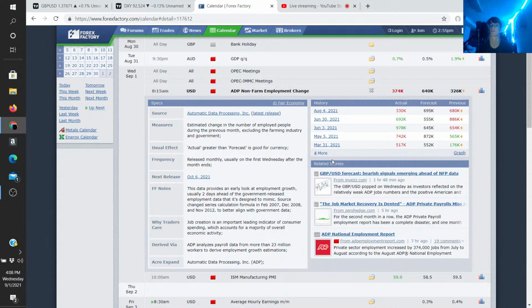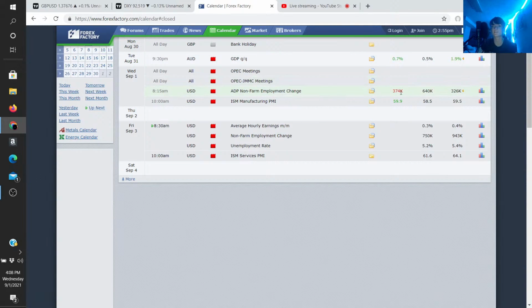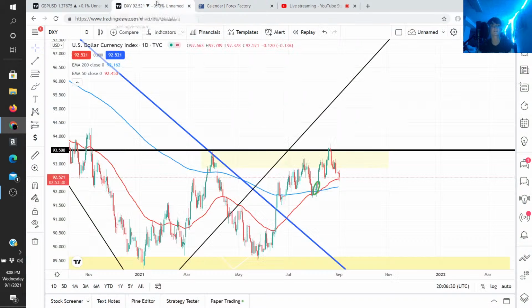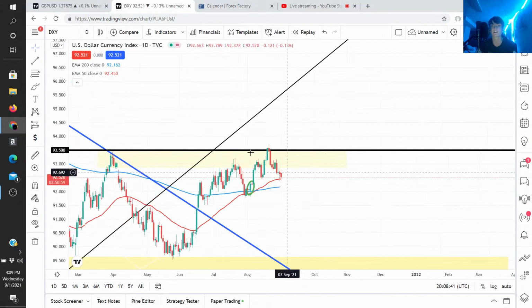The ADP non-farm employment change measures the estimated change in the number of employed people during the previous month, excluding the farming industry and government. When the actual is greater than the forecast, it is good for the currency, and when the actual is worse than expected, it is not good for the currency. So essentially, we see a worse than expected forecast here. We were expecting 640,000 and fell short at 374,000. So you can watch the correlation of that with the US dollar today and over the past little bit right here.